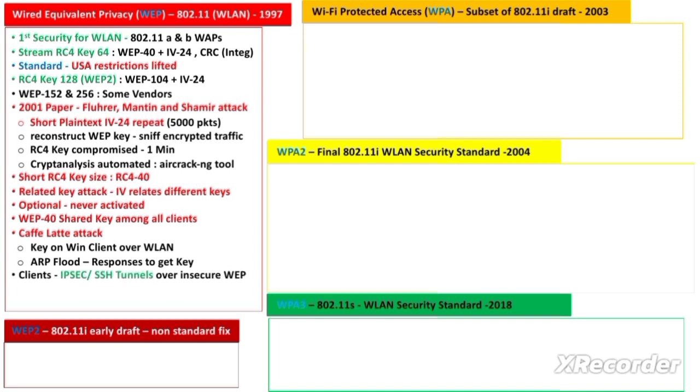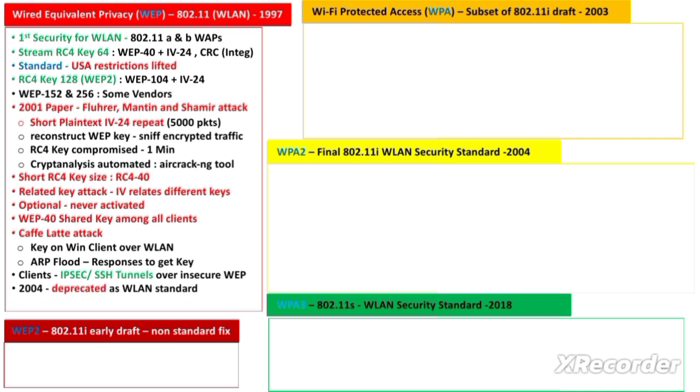So one fix which was recommended for the clients was to use IPsec or SSH tunnels over insecure WEP or any insecure wireless protocol. But this was not a fix to WEP itself.